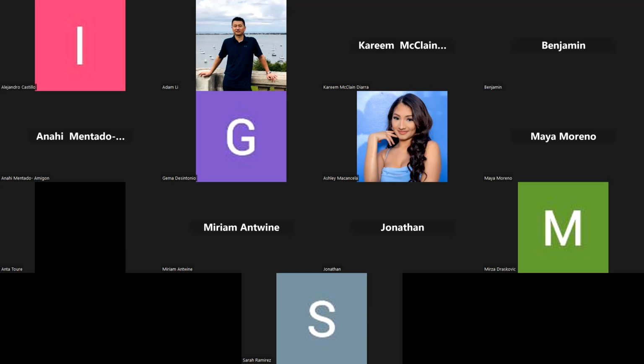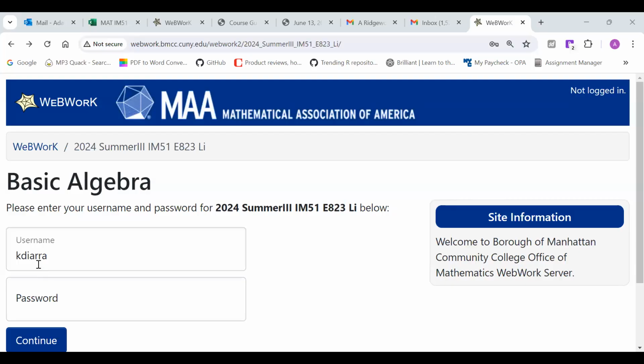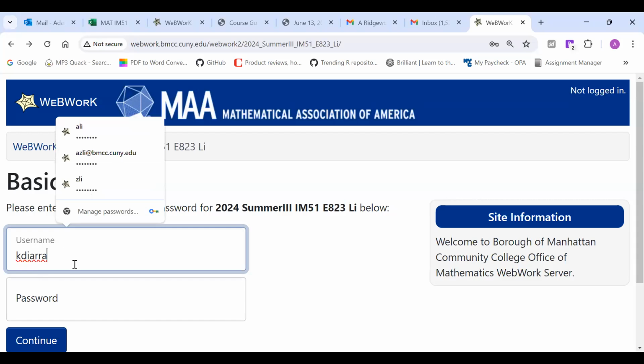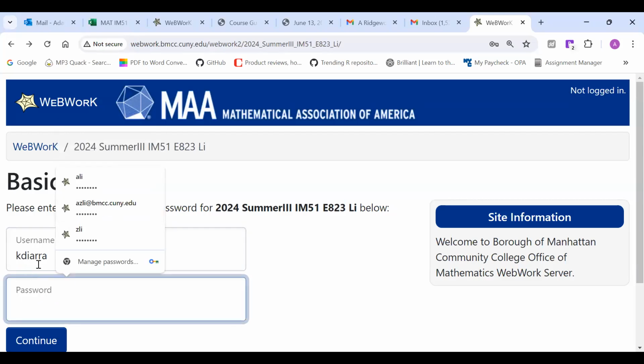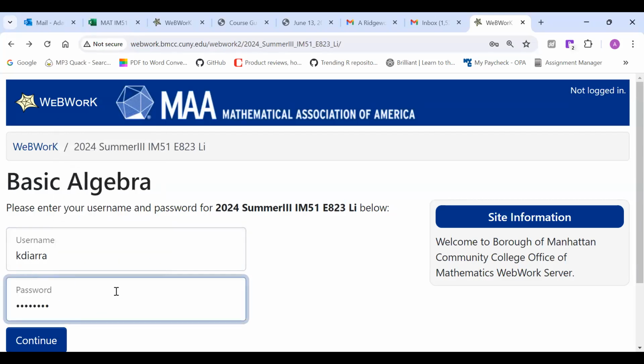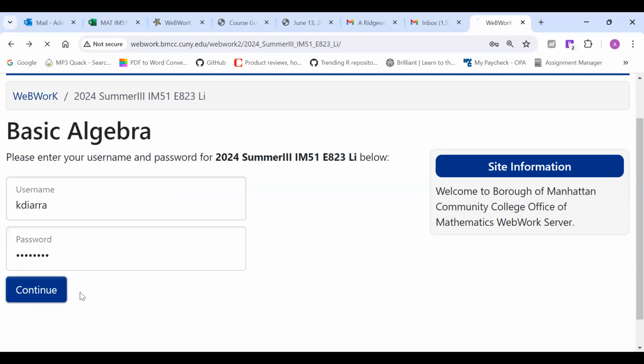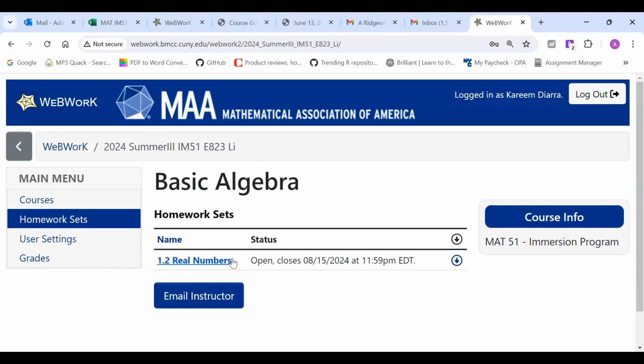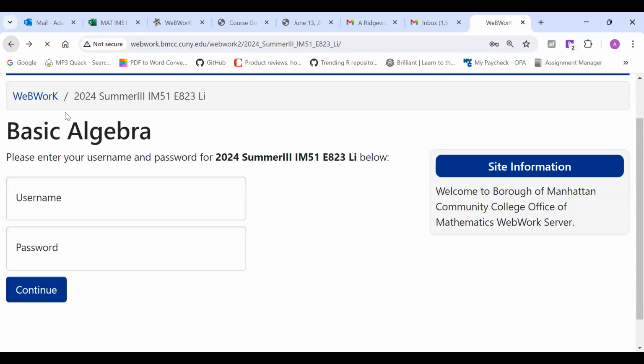Could you do me a favor and email me on Outlook how you typed everything in? I'm just showing you right now: K Diarra, and then put in your CUNY first ID number. You should find the CUNY first ID number on your ID. Yes, I have that. Now try. I'm using this right now. I don't know why it's not letting me log in. This is crazy.